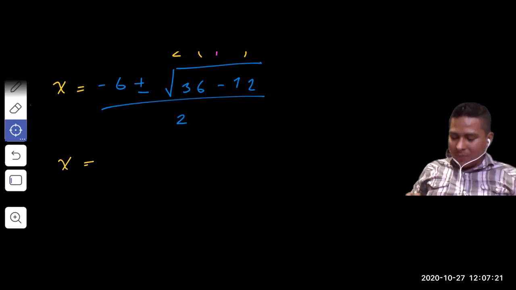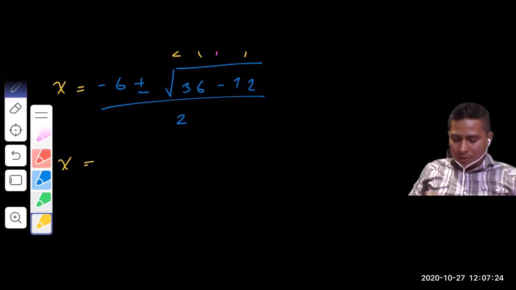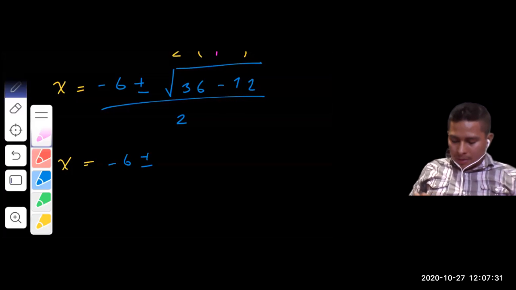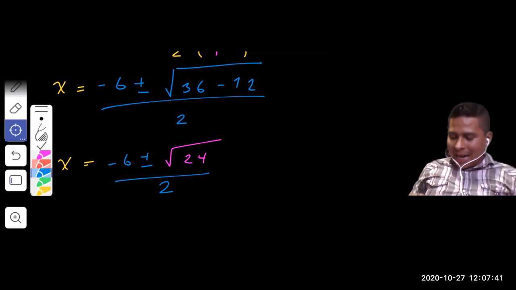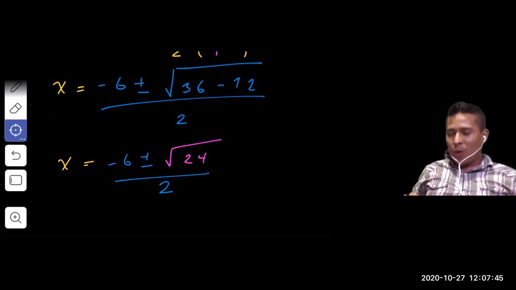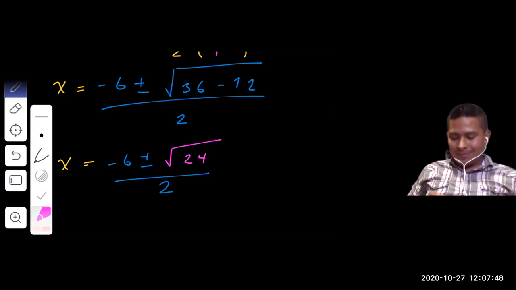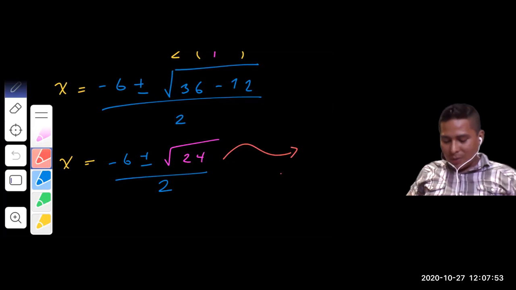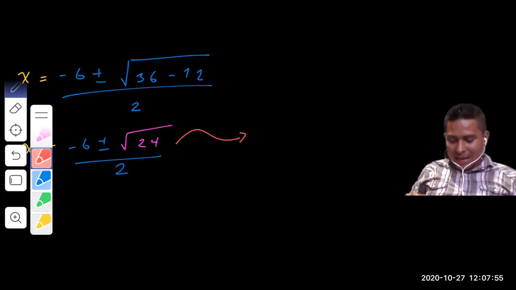Now, let's continue, guys. I need to simplify this radical. Negative 6 plus or minus this. What is 36 minus 12? 24. This 24, all over 2. Again, guys, can you find any number that you multiply by itself to get 24? No, right? We need to find how to simplify that.